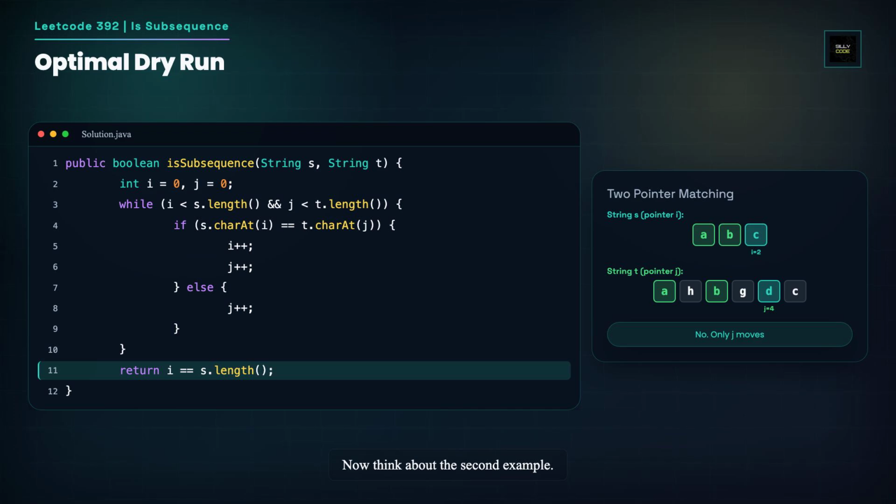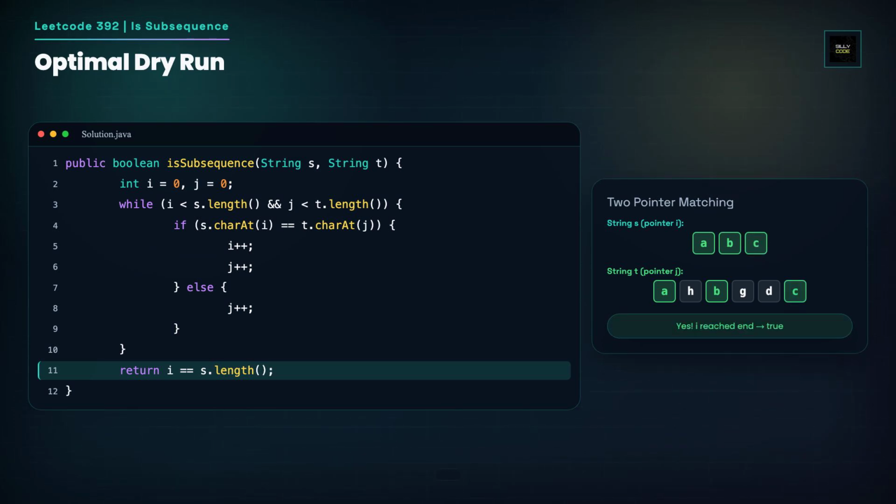Now think about the second example. The string S is AXC, we match A immediately. Now pointer I is looking for X. Pointer J continues scanning the remaining characters. It checks A, then B, then G, then D, finally C. None of them match X. Eventually, pointer J reaches the end of string T. But pointer I is still waiting for X. That means not every character was matched. So the answer is false.